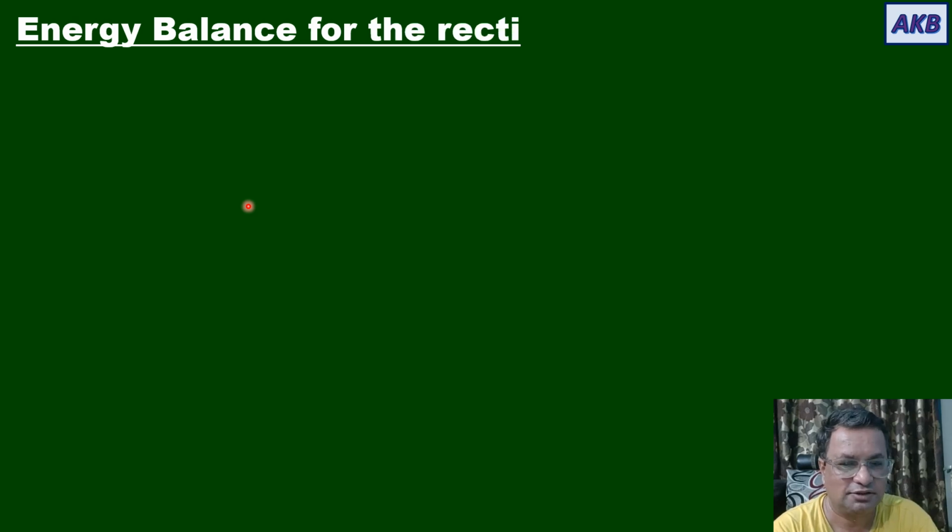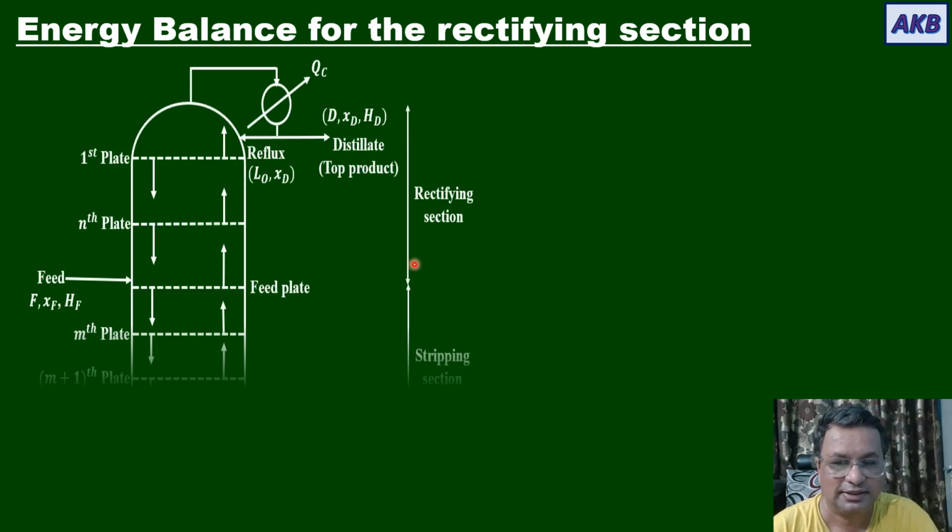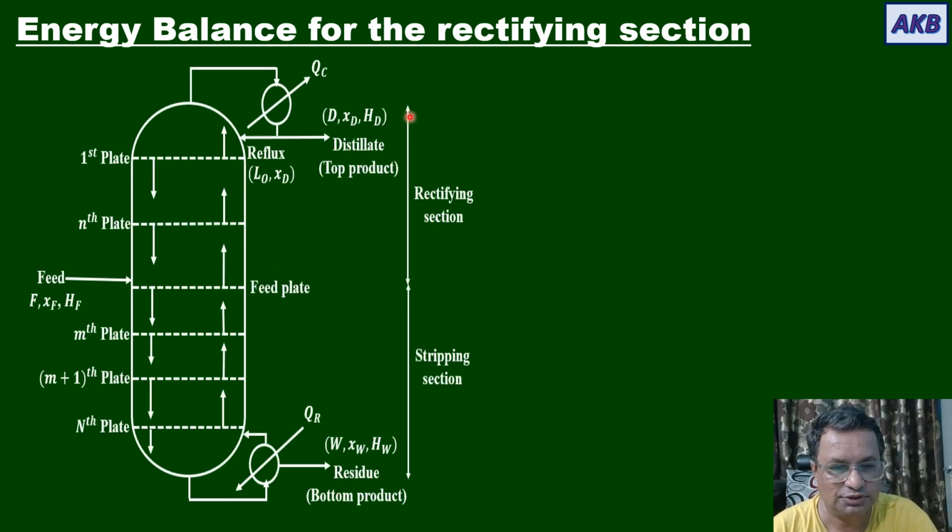Okay, now let us move ahead. Now let us go for the energy balance for the rectifying section. So we will understand the energy balance part by part. To begin with, we will first understand the energy balance for the rectifying section of the column above the feed plate. Let us understand. So again, I am showing you the column. So we are going to talk about the rectifying section, this section, that is the section of the column that is above the feed plate.